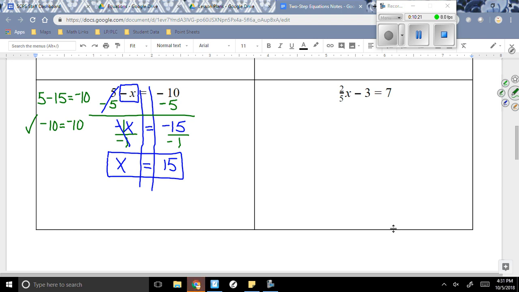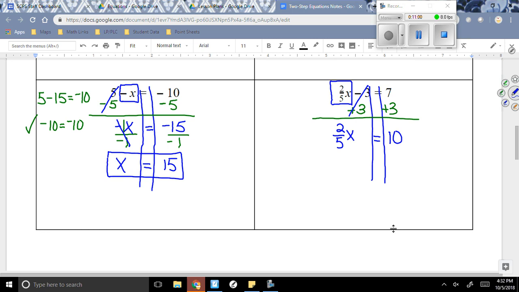In my last example, I have a fraction. When we have a fraction, we want to start out the exact same way. I'm going to put a box around the term that has x in it. So in this case, it's 2/5 x, and draw my railroad tracks so I can keep my parts of my equation separate. So I need to get rid of subtracting 3. The inverse of subtraction is addition, so I'm going to add 3 to both sides. Those 3's go away on the left. So now I just have 2/5 x equals 7 plus 3 is 10. So I have 10 on the right.